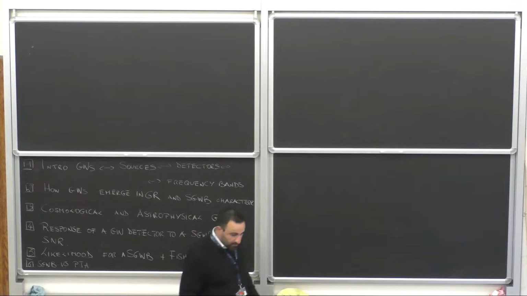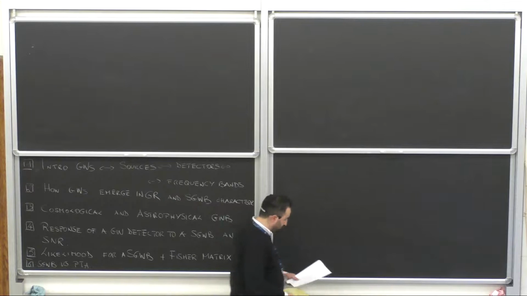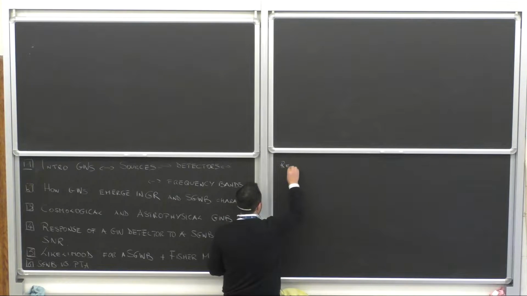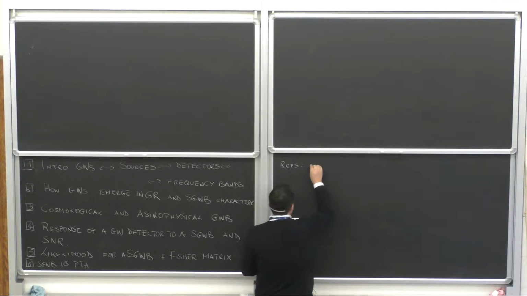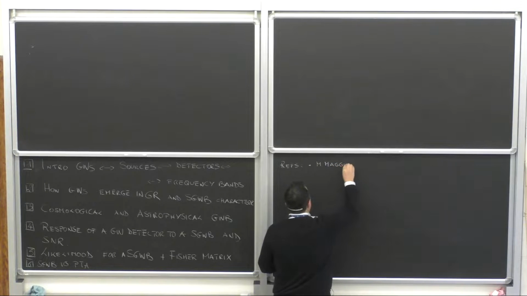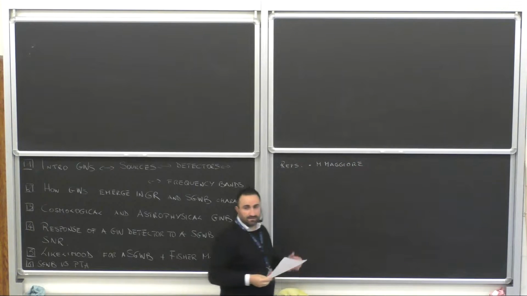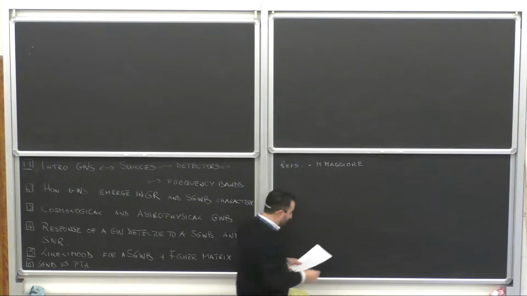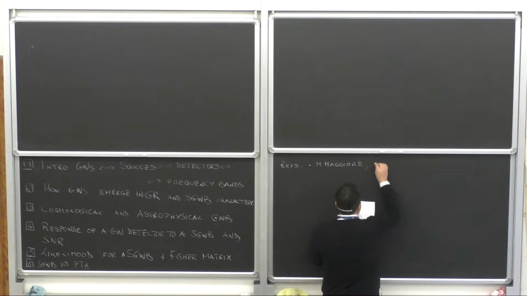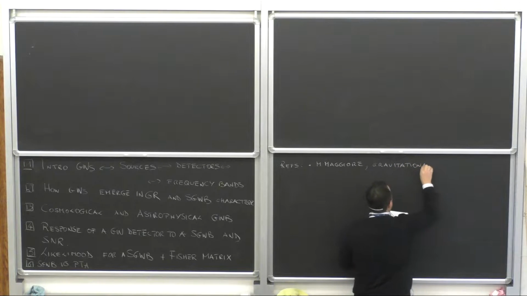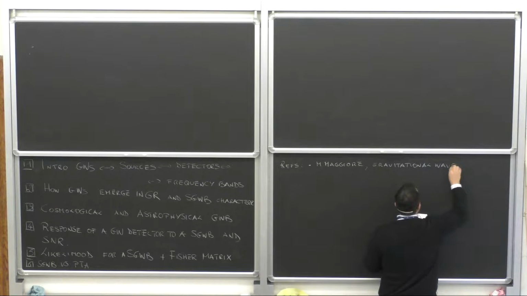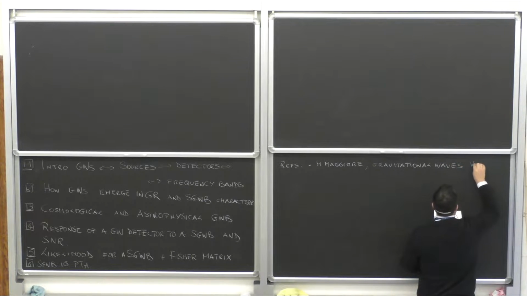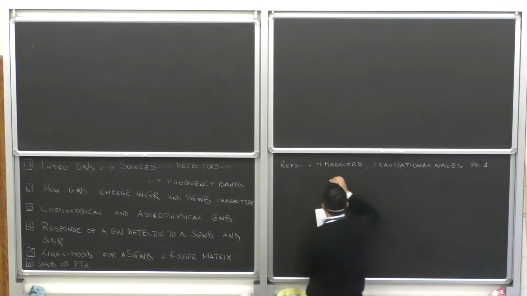So let me give you the main references that I will use during these lectures. The first one is Michele Maggiore's book. Is the size of my writing fine or too small? It's fine, because I don't write very well. Michele Maggiore's book is the first volume, Gravitational Waves, Volume 1, Theory and Experiment.